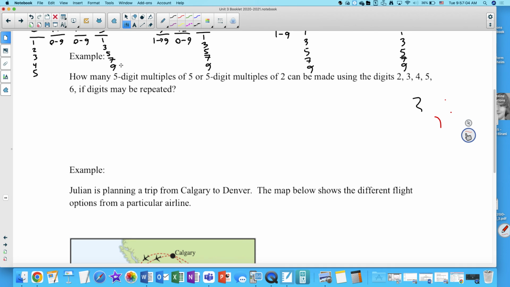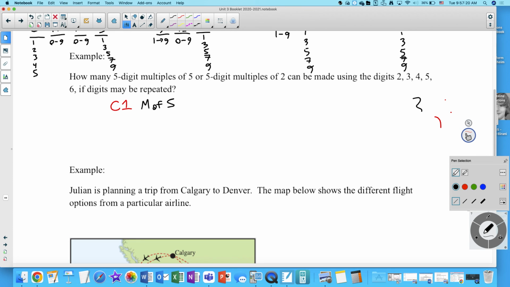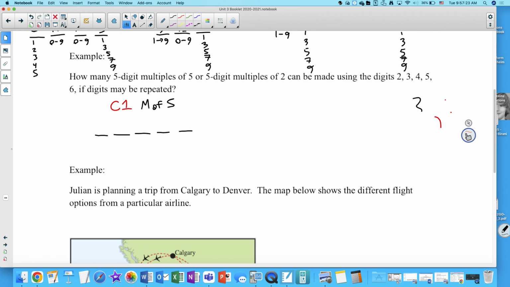So case 1, I'm going to switch back to black, is that it's a multiple of 5. And case 2, it's a multiple of 2. Okay. Now I only have these digits to work with, 2, 3, 4, 5, and 6. If my number must be a multiple of 5, where would the restriction be? At the end, yeah. So multiples of 5, 5, 10, 15, 20, 25, 30, either end in a 5 or a 0. So in this case, because I only have a certain number of digits to work with, it has to be the 5. Because 0 isn't part of the package.